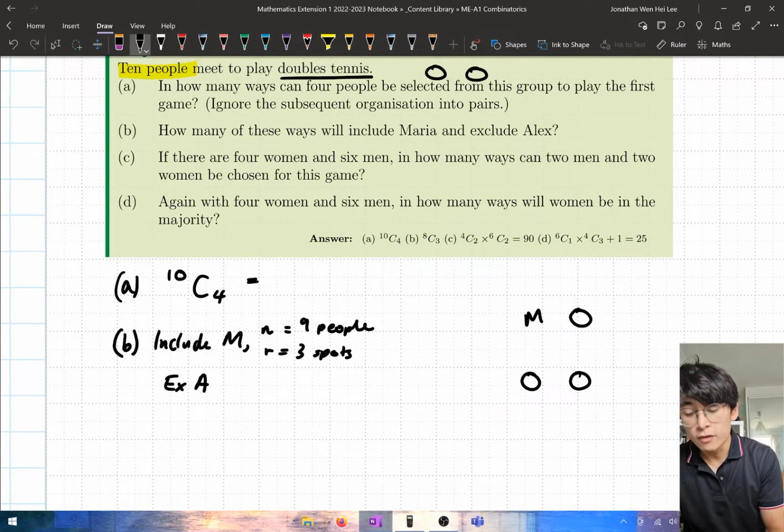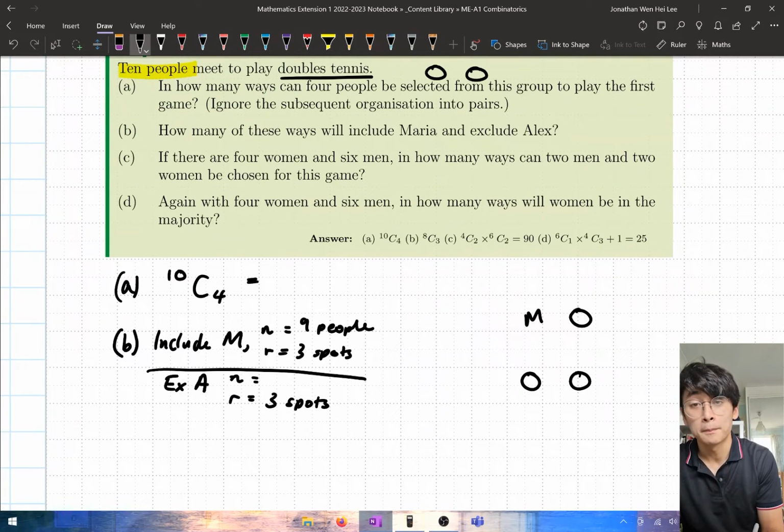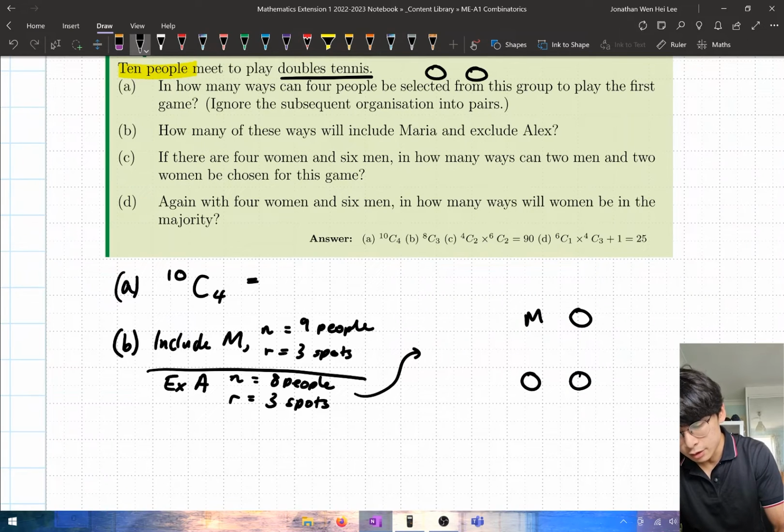Now, we're moving on from here. If we exclude Alex, what happens to the number of spots? Well, there's still 3 spots remaining. That doesn't change. But if before there were only 9 people, if we exclude Alex, that means there's 1 less person that we can choose from. So that means there's going to be 8 people remaining. And so as our final answer, this is going to be 8 choose 3.